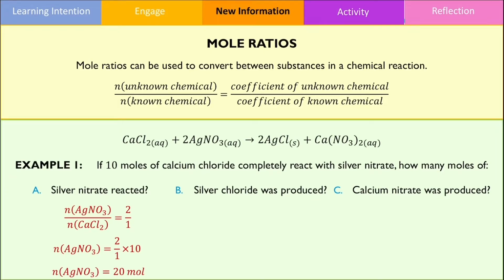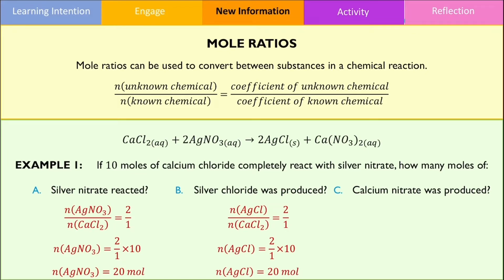In part B, we are trying to find the number of moles of silver chloride produced from 10 moles of calcium chloride, so silver chloride is also my unknown, written as the numerator. Similarly with part A, the number of moles of silver chloride will be 2 times the number of moles of calcium chloride, which will also give me 20 moles as an answer.